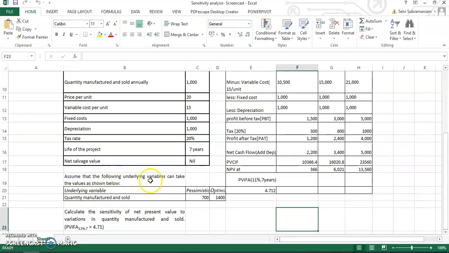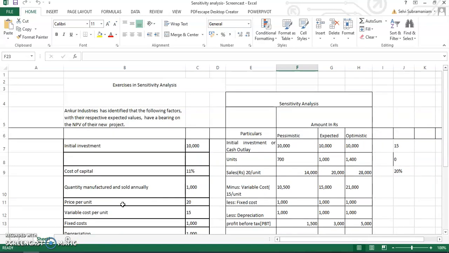We need to assume that the following underlying variables can take the values as shown below. They've given us two situations, pessimistic and optimistic. Quantity manufactured and sold is 700 and 1400. We are asked to calculate the sensitivity of the net present value to the variations in quantity manufactured and sold. And the PVIF, that is the annuity value for 7 years at the rate of 11%, is given to us, which is 4.71. So we'll see what solution can be arrived at here.